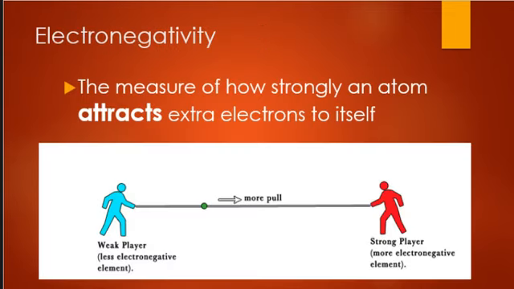Okay, our electronegativity is a little different. Instead of giving up, it's pulling. Electronegativity is the measure of how strongly an atom attracts the electron to itself. It's like pulling, just like tug of war. Our picture here is showing tug of war. Whoever is the strongest is going to pull it.